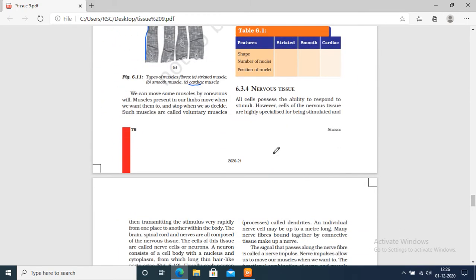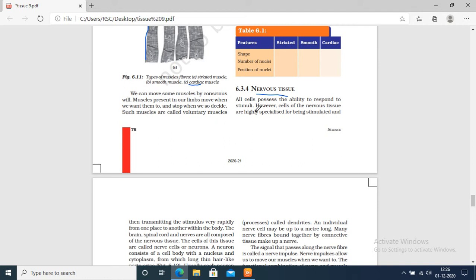Now let's talk about the next tissue, which is the nervous tissue. So what is a nervous tissue? Our brain, our spinal cord, all the nerves in our body are made up of this nervous tissue. What is the function of this nervous tissue? This nervous tissue is responsible for transmitting information from one part of the body to the other.